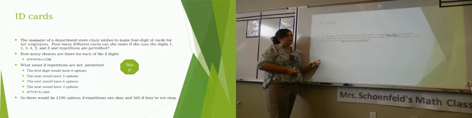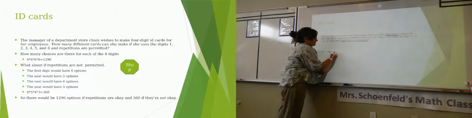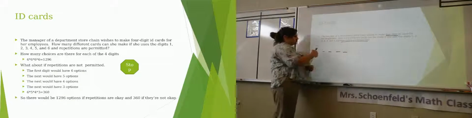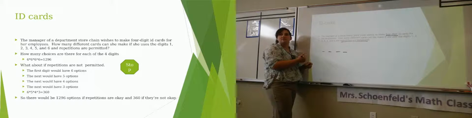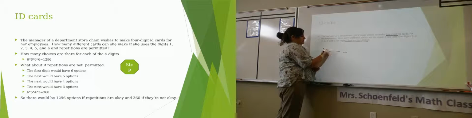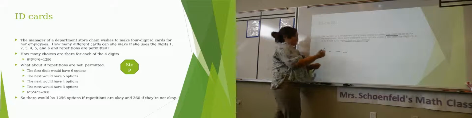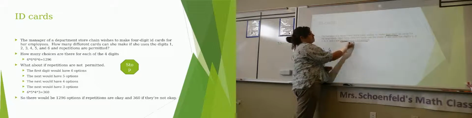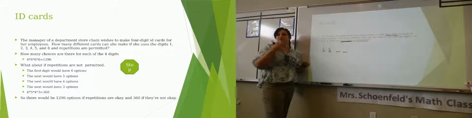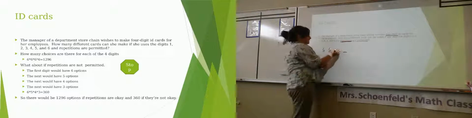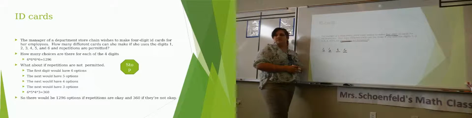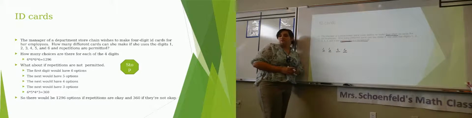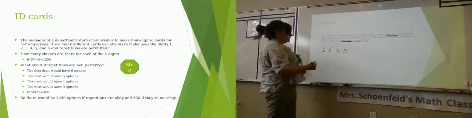So if it's 4 digits, I'm going to have 4 spaces to fill out. How many choices do I have for this first one? How many digits can I use? 6. I can use 6 digits. How many digits can I use for the second digit? 6. Oh no, I thought they had to be a different number. Yep, so make sure that's where you're looking for those words, repetitions. I could have 6 again. I could still have 6 choices. So 6 to the 4th, basically, so 1296.